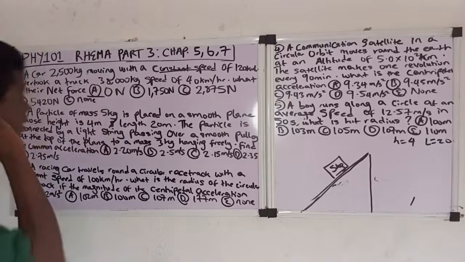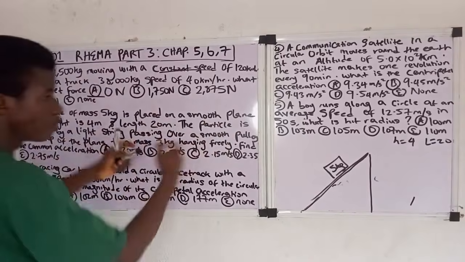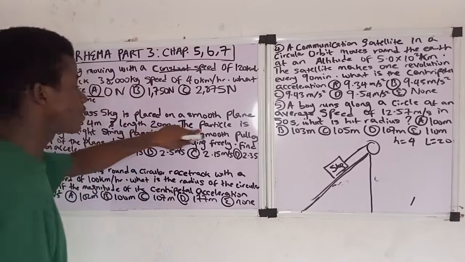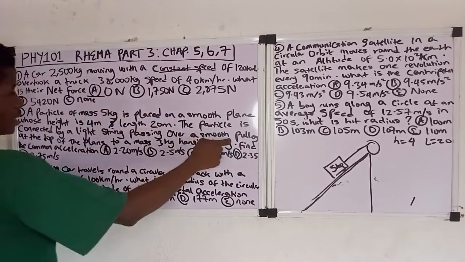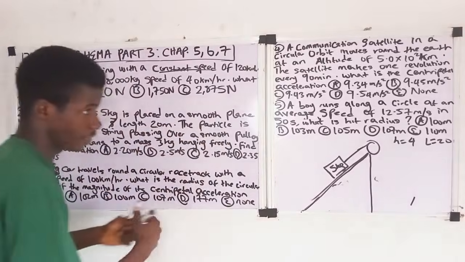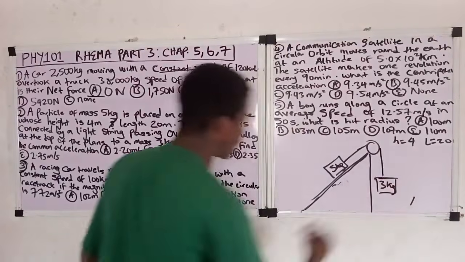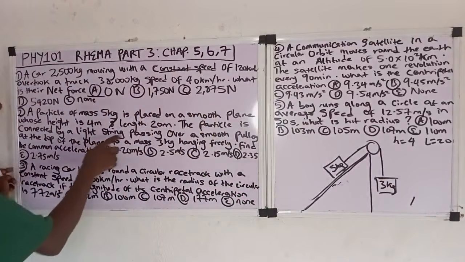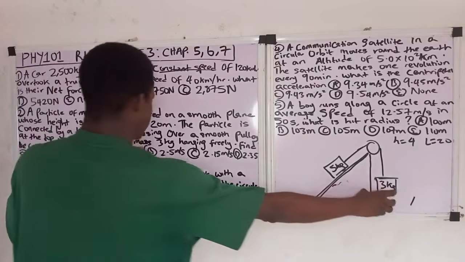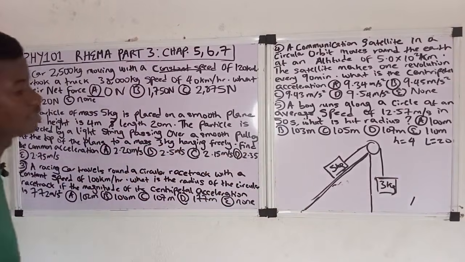Now they said the particle is connected by a light string passing over a pulley. Let's say this is the light string, then this is the pulley. The particle is connected by a light string passing over a pulley at the top of the plane to a mass of 3 kg hanging freely. So this is the mass of 3 kg that is hanging freely. Now we are to find the common acceleration.